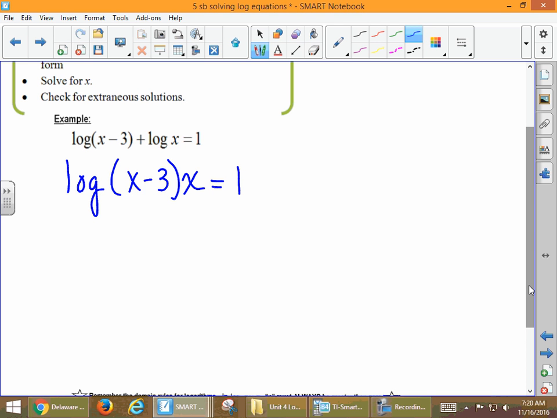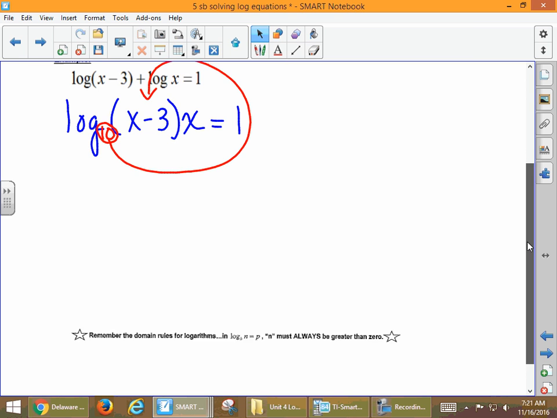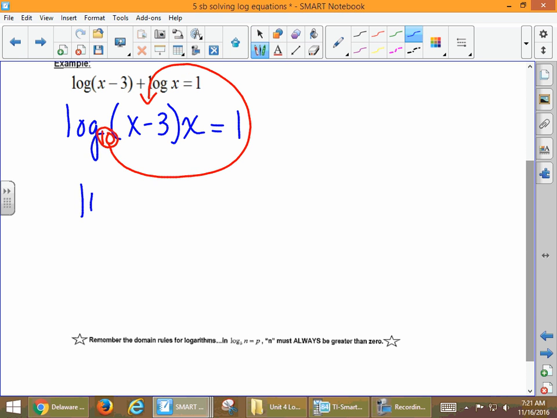So we multiplied the two values on the left side of the equation, and now we have one logarithm left in the equation. Because there's only one logarithm left, we need to go back to converting this to an exponential form. The first thing we need to recognize to be able to convert is that the base of a common log is 10. When we convert here, we take the 10 and go up and around. So now we have 10 to the first equals x minus 3 times x.